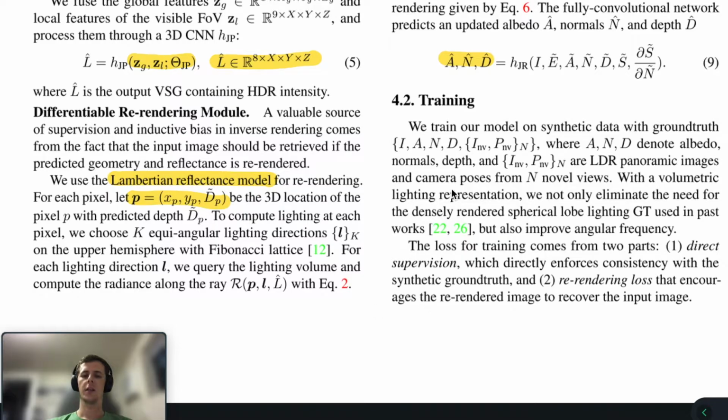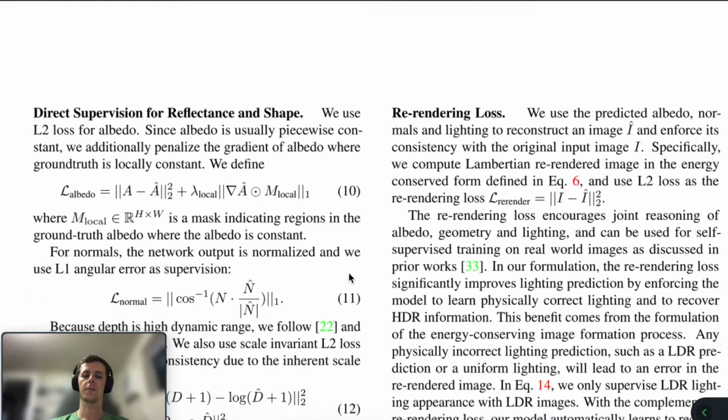For training, they have this synthetic data with ground truth input image, albedo, normal, and depth. The interesting part here is that the panoramic images are all LDR, so they have an easier way to get a dataset because they don't need HDR information given their setup. Their loss for training comes from two parts, as I said, direct supervision and the re-rendering loss. So let's take a look at the direct supervision.